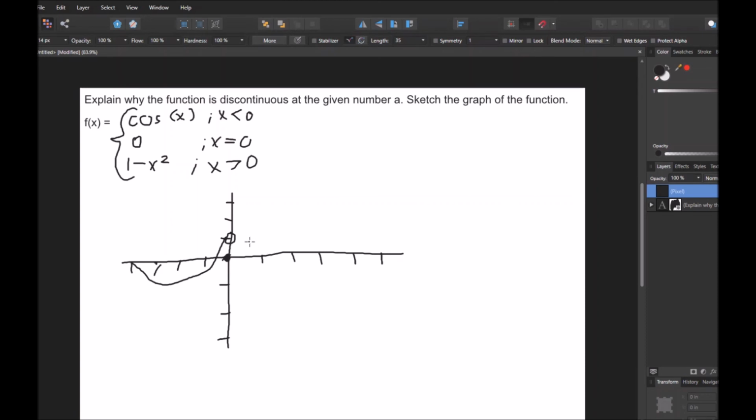And then 1 minus x squared whenever x is greater than 0. So at 0, once again, this would be 1 minus 0, which is 1. So we'd have another open circle on 1. And then at x equals 1, 1 minus 1 is 0. And then at x equals 2, 1 minus 2 squared is 1 minus 4, which is -3. And it would look like a downwards opening parabola like this.